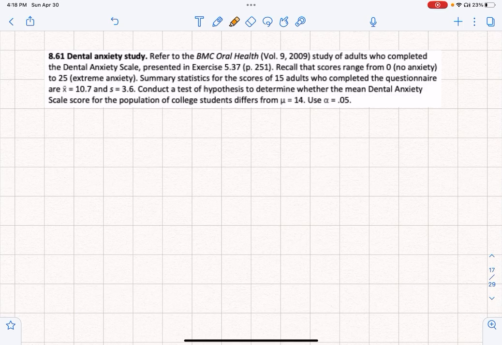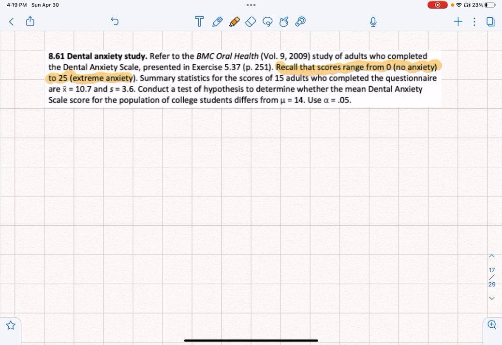Okay, so we are studying anxiety for those who go to the dentist. So recall that scores range from 0, no anxiety. So I guess if you are strange and don't get anxiety going to the dentist, you would say 0. Or if you're like most of us, I would assume we're closer to 25.